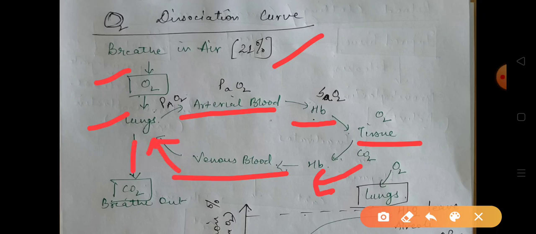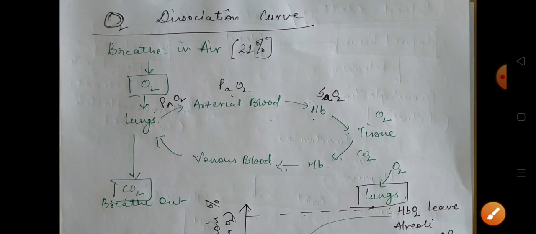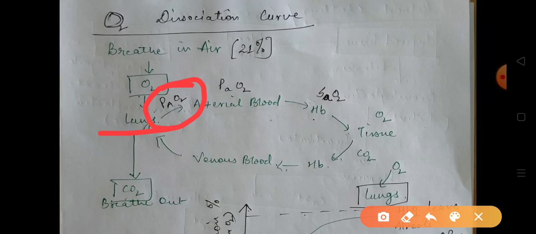and lungs contain carbon dioxide, where the diffusion of carbon dioxide occurs and carbon dioxide is released out of the body. So here we have discussed the flow of oxygen and carbon dioxide. Now see here, in the lungs, alveoli are there. So here we call the oxygen present in the lungs PAO2, that means partial pressure of oxygen in the alveoli.